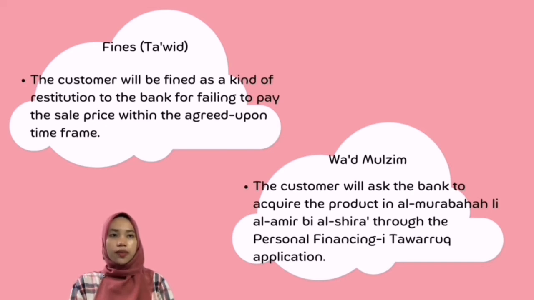Third, wa'ad muzin. The customer will ask the bank to acquire the product in Al-Murabahah Lil Al-Amin Bi'al-Shirak through the personal financing iTawaru application. The customer has actually agreed to acquire the commodity from the bank in Al-Murabahah with payment in installment using this notion.